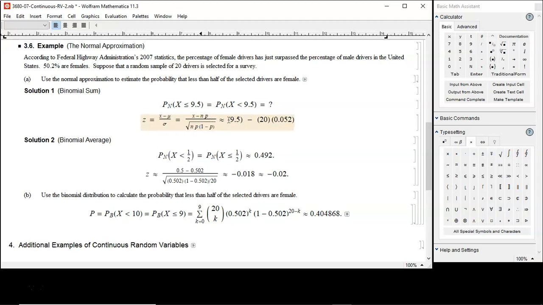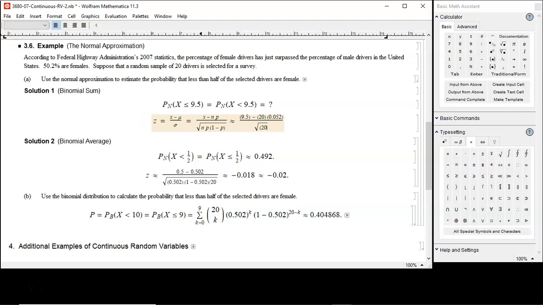Okay, let's take extra step. Square root of N, 20, and P, 0.502, and 1 minus 0.502. So previously, we had P times 1 minus P over N. Now we have N times P times 1 minus P. A bit of a difference, but that's binomial sum versus binomial average. Not much of a big deal. But here, instead of 10, I'm using 9.5. That's a big difference.